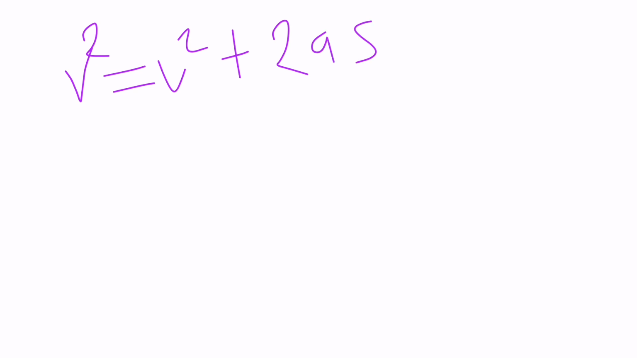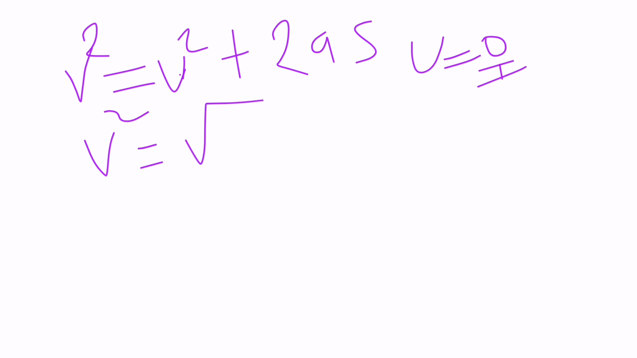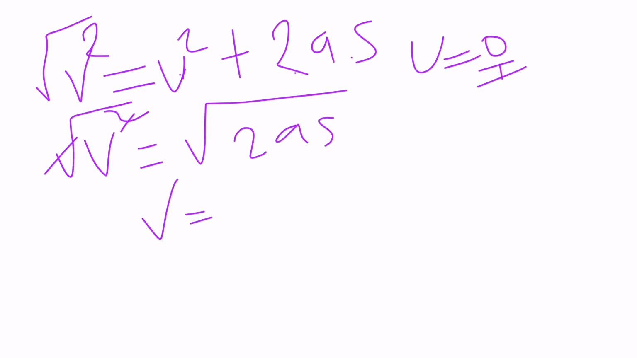For the velocity in y, we use the formula for motion in one dimension, which is v final squared equals u squared plus 2as. You are familiar with this formula. Here the initial velocity is 0, because before the pilot threw the package, it was not moving. So v squared is equal to 2as, and I can just square root this, so v is equal to the square root of 2as.